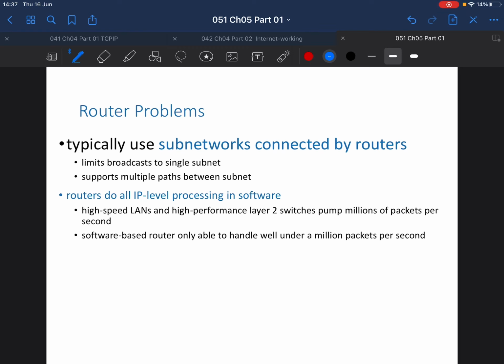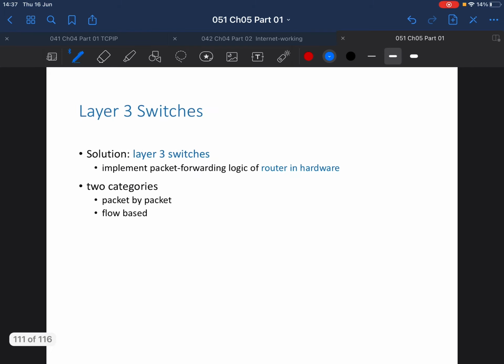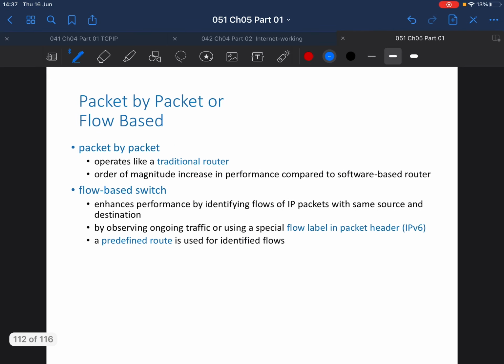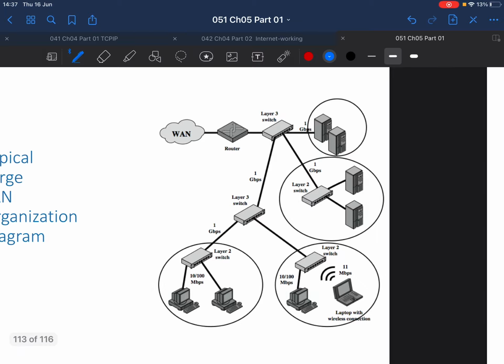Okay, the router problem: typically we use subnetworks connected by routers. Routers do all IP level processing in software. After that, we have layer 3 switches. The solution: layer 3 switches implement the packet forwarding logic of the router in hardware. They work packet by packet, for load-based LANs.